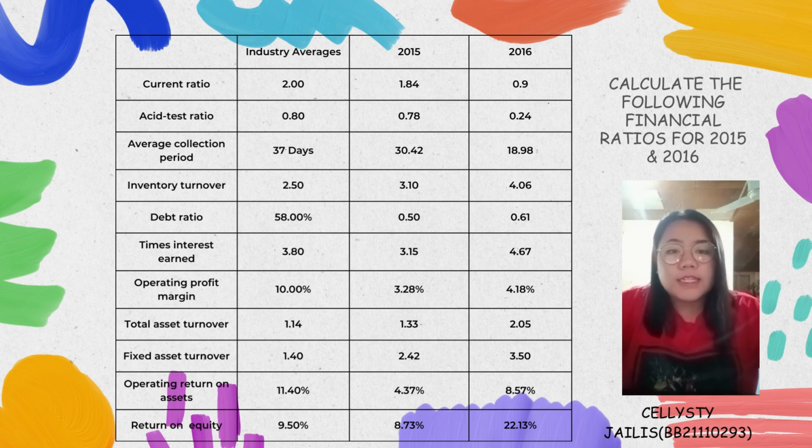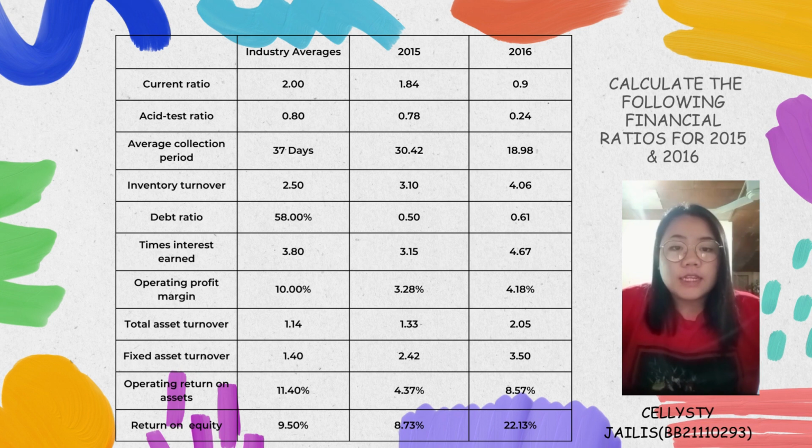For the fixed asset turnover, the formula is sales divided by fixed assets. So for 2015, 187,500 divided by 77,500. So we got the answer 2.42. And for 2016, we got the answer 3.50.